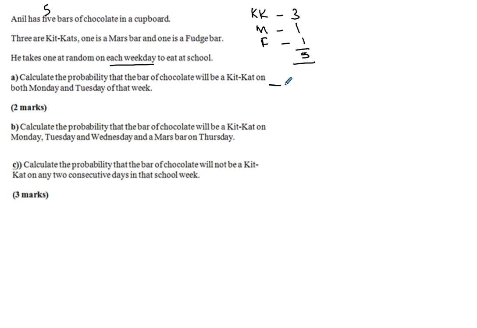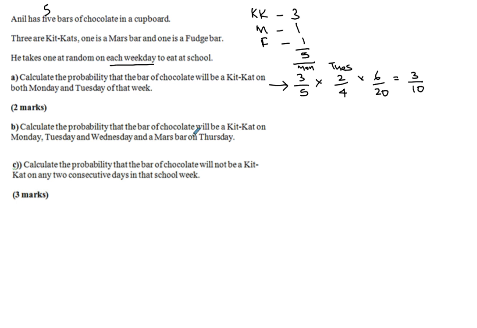So the probability of him picking a Kit Kat on Monday is 3 out of 5. Followed by picking a Kit Kat on Tuesday. Now you can tell he only has 2 Kit Kats and only 4 total bars. So you've got 2 times 4, so that you've got 6 over 20, which is 3/10.